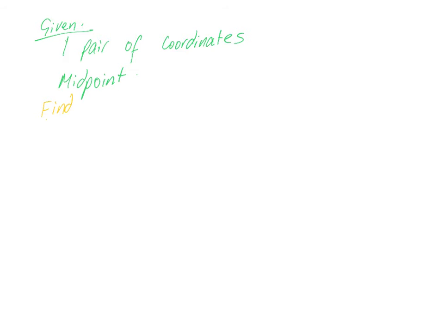Now another set of questions that you could come across. Let's say these details are provided to you: one pair of coordinates is given, and the midpoint. And now we are trying to find the other pair of coordinates. How would we approach this question?